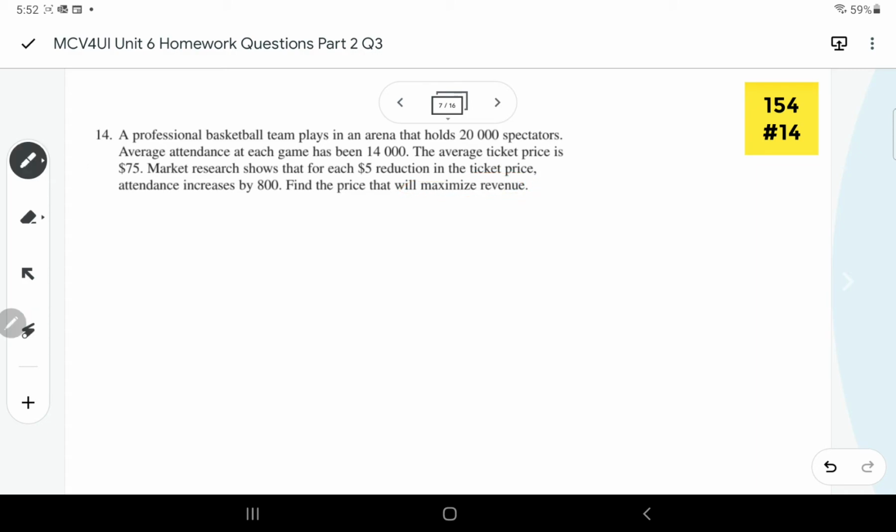So this is very, very similar to your grade 10 quadratics. We know that the revenue is the price times the number sold. So the price that you're charging times how many. And just like in grade 10, I'm going to say let x be the number of $5 price reductions.